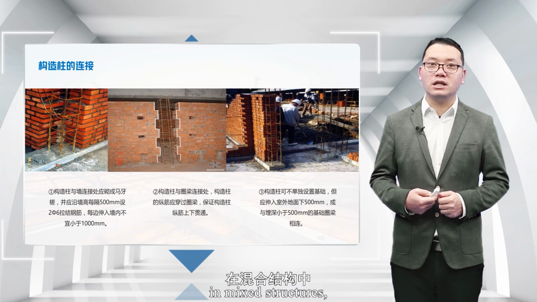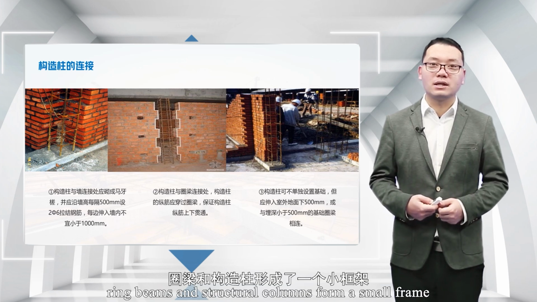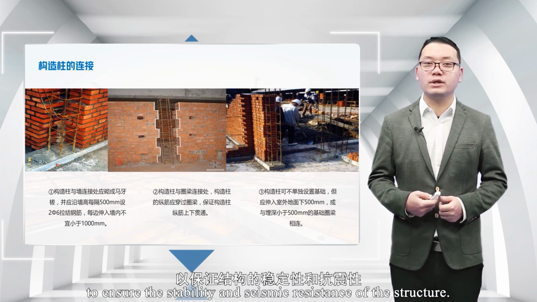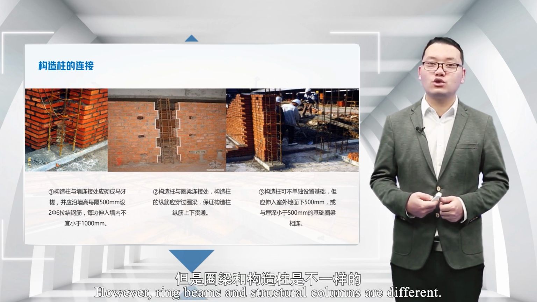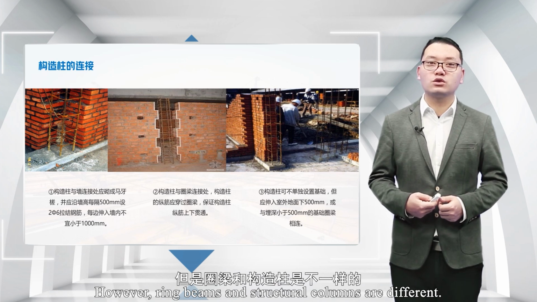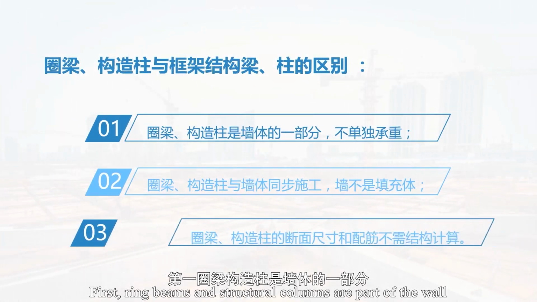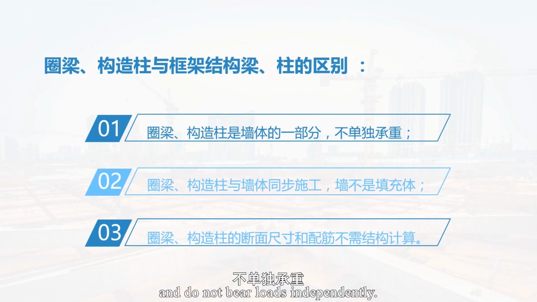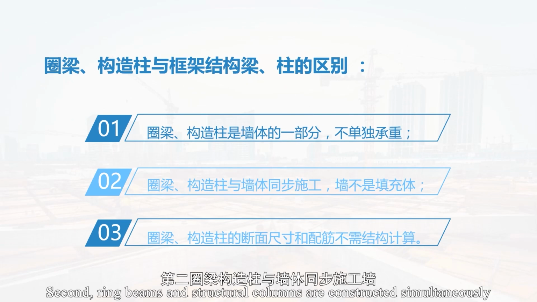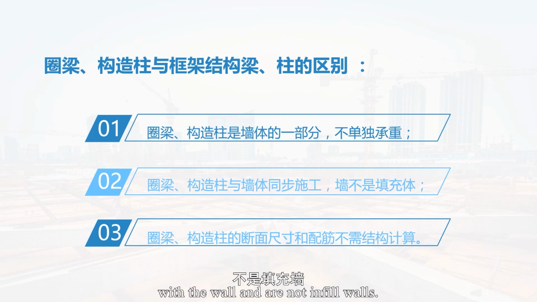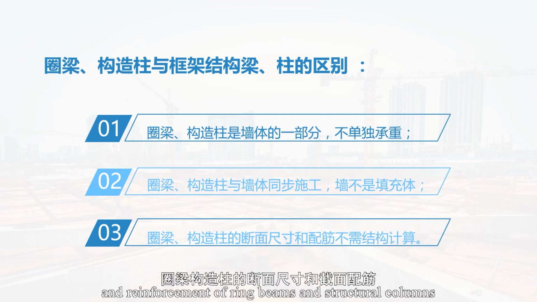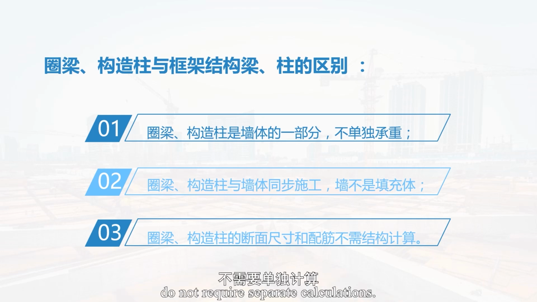In mixed structures, ring beams and structural columns form a small frame to ensure the stability and seismic resistance of the structure. However, ring beams and structural columns are different. Their differences are outlined below. First, ring beams and structural columns are part of the wall and do not bear loads independently. Second, ring beams and structural columns are constructed simultaneously with the wall and are not infill walls. Third, the cross-sectional dimensions and reinforcement of ring beams and structural columns do not require separate calculations.